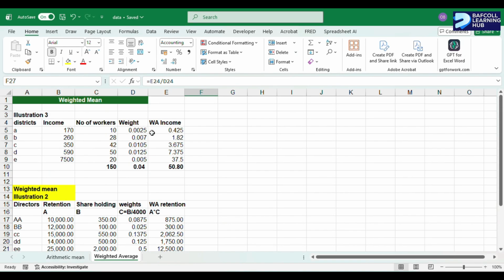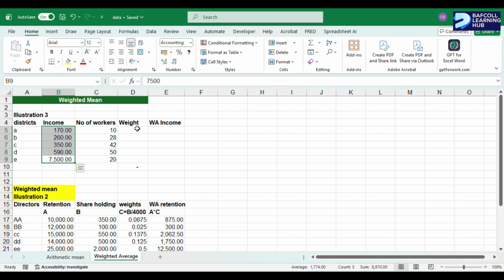Alright, so let me get rid of this. Now we have the various incomes as stated in the question over here. So that's illustration 3. If we take AMA, we have various districts, or various locations in AMA. So let's say we have district A, district B, district C, district D, and district E. Now in district A, the income is 170, as stated in the question.